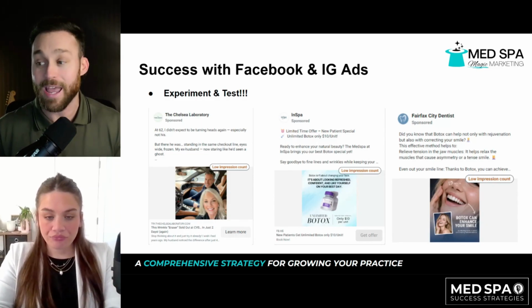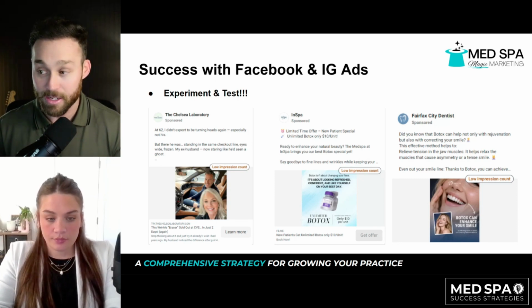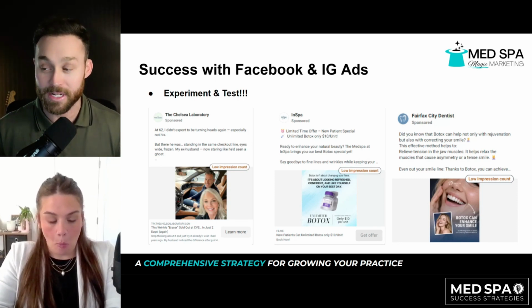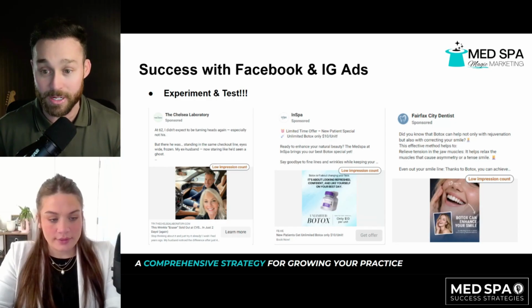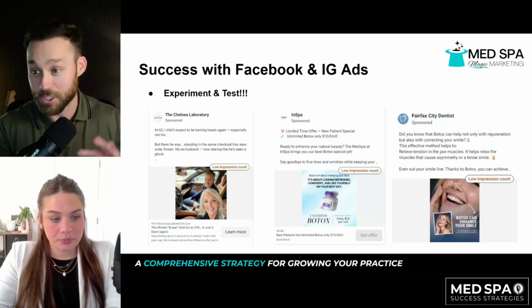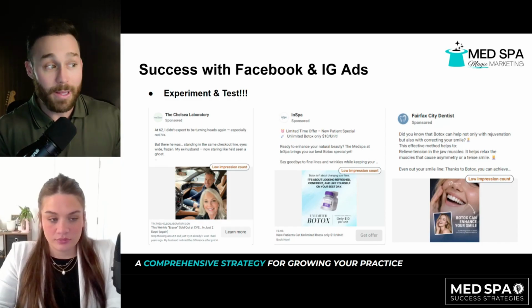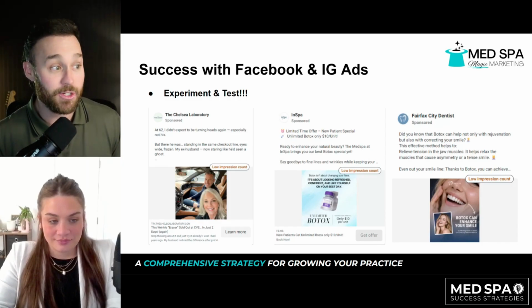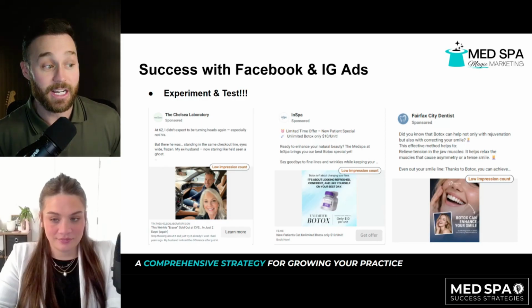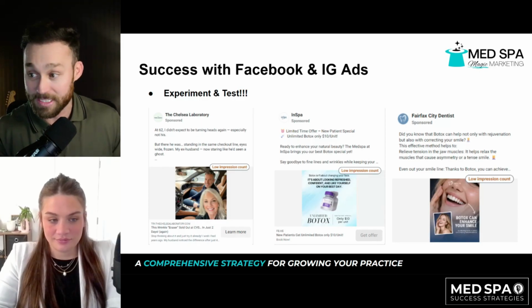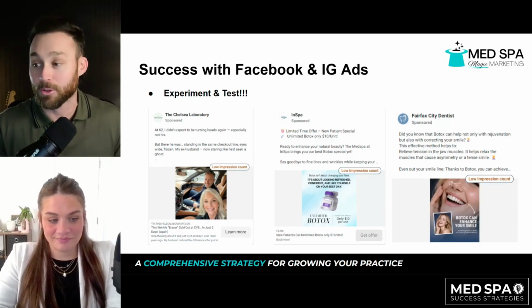You can go to the Facebook Ads Library, the Meta Ads Library, for free, and look at all the ads that are running around a specific service offering. I did not cherry-pick these. I just took some screenshots of different frameworks. The one on the left says, "I'm 62, I didn't expect to be turning heads, especially not his." It's a couple, I guess in their early 60s, in a car. Totally different framework than what I just described to you.